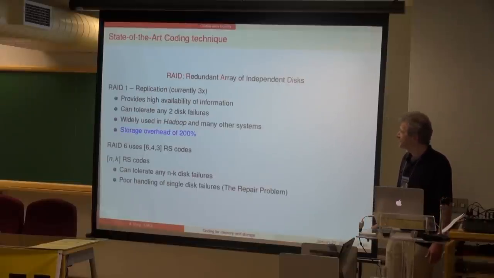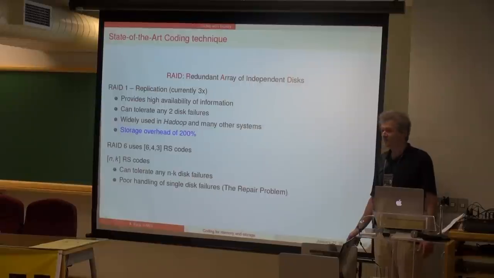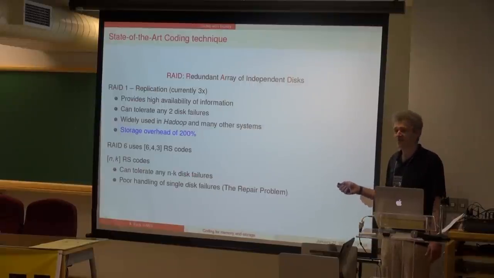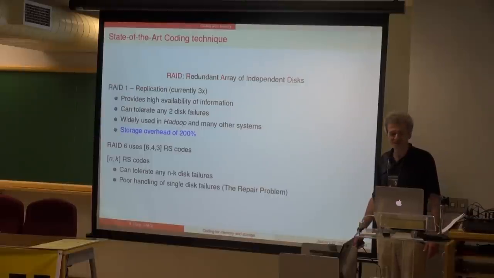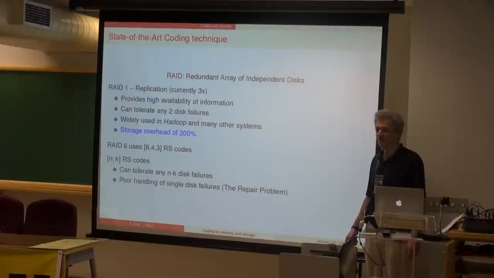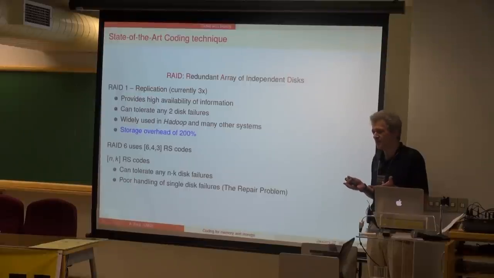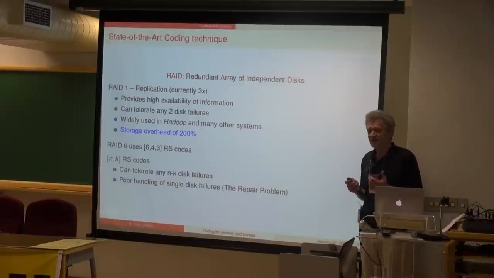So, state of the art. It goes under the acronym RAID, which started as redundant array of inexpensive disks, but then gradually morphed into independent disks. RAID 1 was the obvious solution, replication. They took every node and made two other copies of it. So altogether, every piece of data is replicated three times in the system. Now, as coding theorists, we know that cannot be optimal. But in fact, it's not such a bad solution for these systems. The data is highly available.